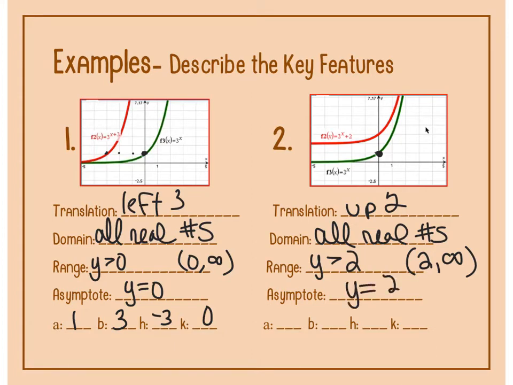Okay. My a, what's the number that's in front of my b? There isn't a number, so it's a 1. My b is 3. This time the graph did not move left and right, so my h is 0. And my k went up 2. My k is 2, so it went up 2. Let's try it again.